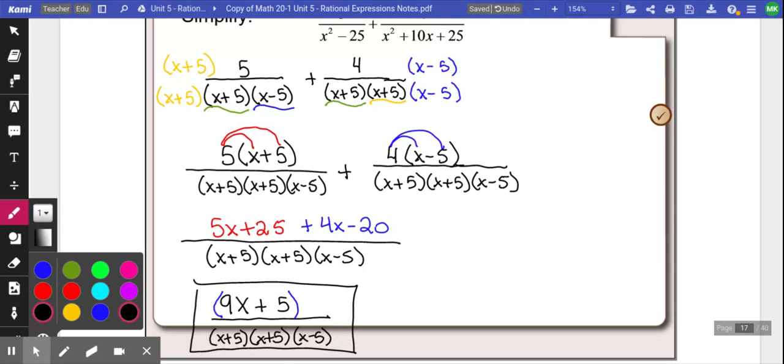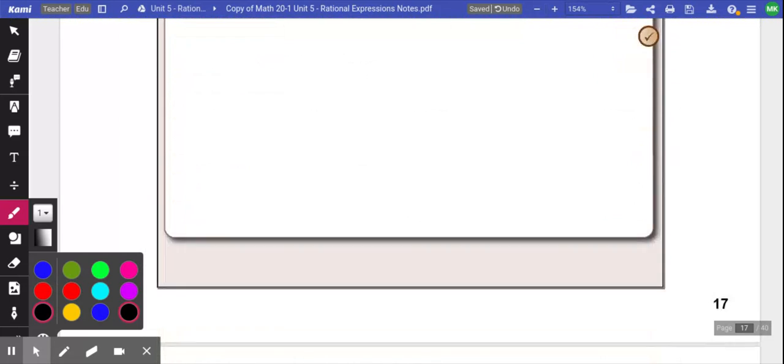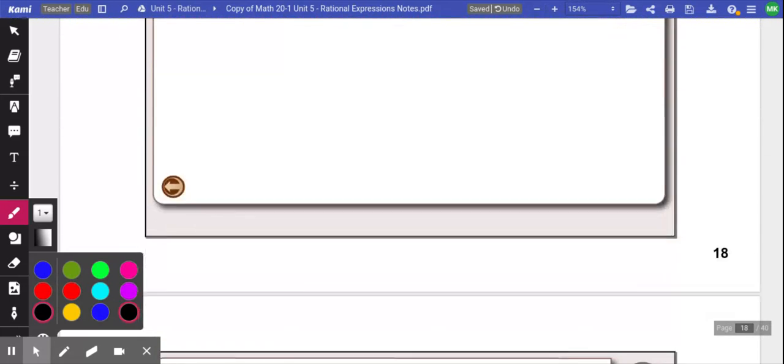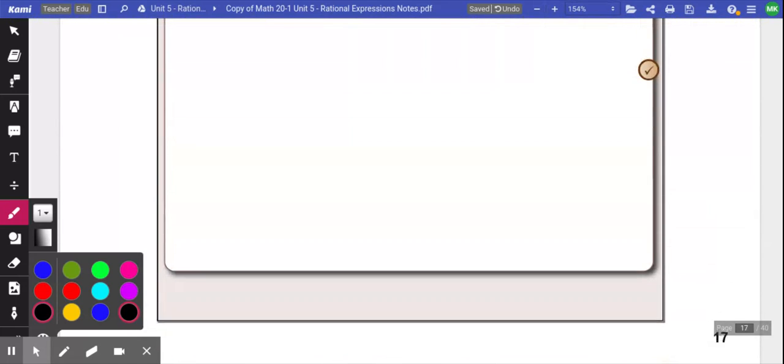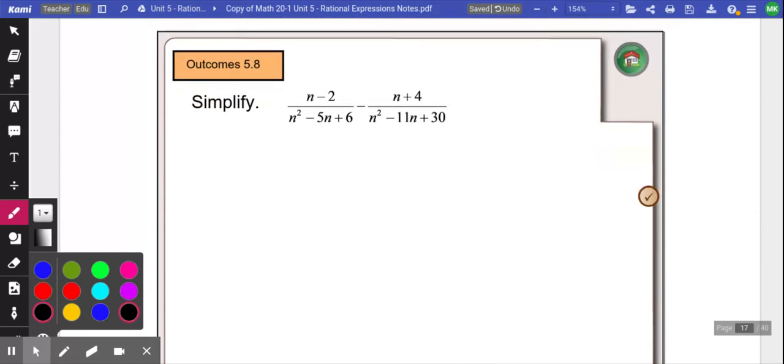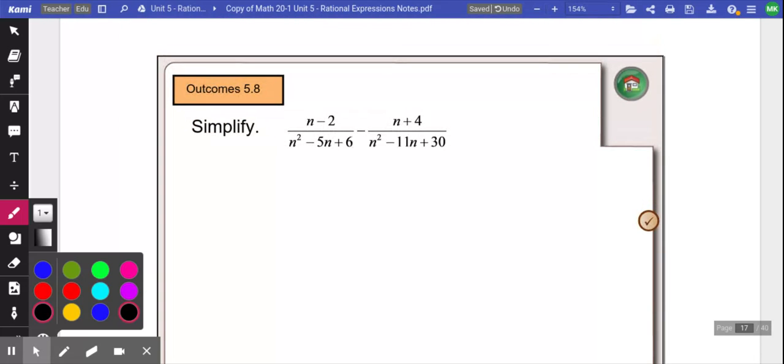Awesome. We have one more here, and then two more. We're going to do this one together, the next two we practice. So we look at this guy. First step, you want to factor.